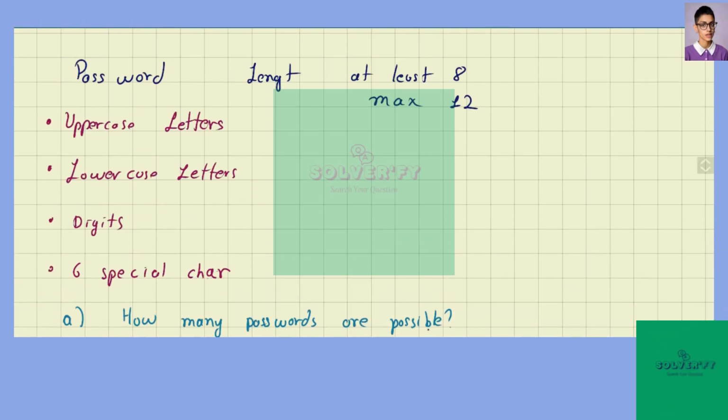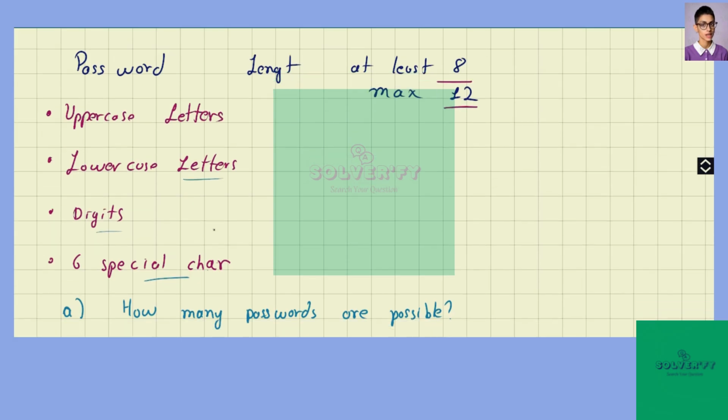Hello there. So now we are going to work with passwords for a computer. There are some restrictions for this password: the length of this password should be at least 8, and the maximum length is going to be 12. The password can contain the following characters. It can contain uppercase English letters, lowercase English letters, digits, and 6 special characters like the multiplication, the less than, greater than. The important thing is that there are 6 special characters. So how many passwords are possible?